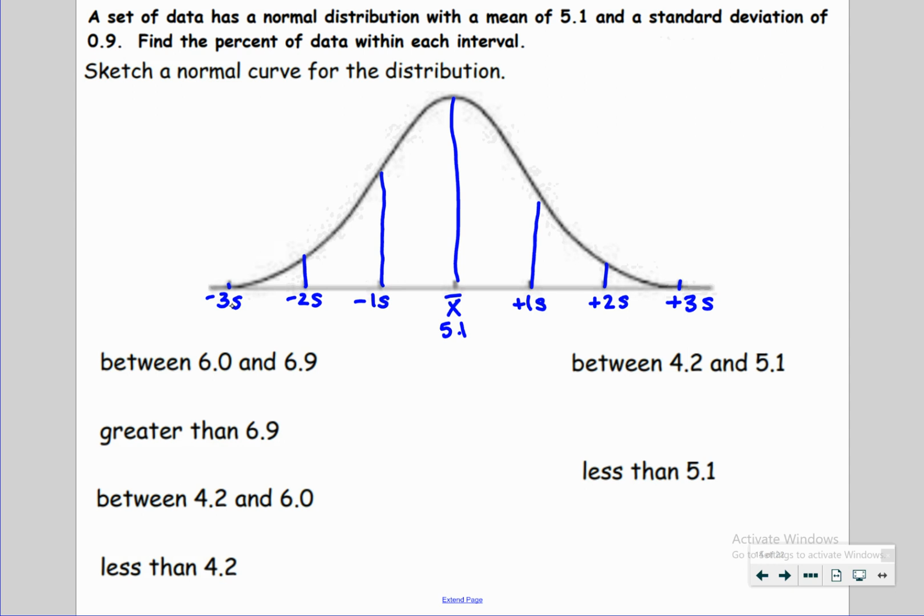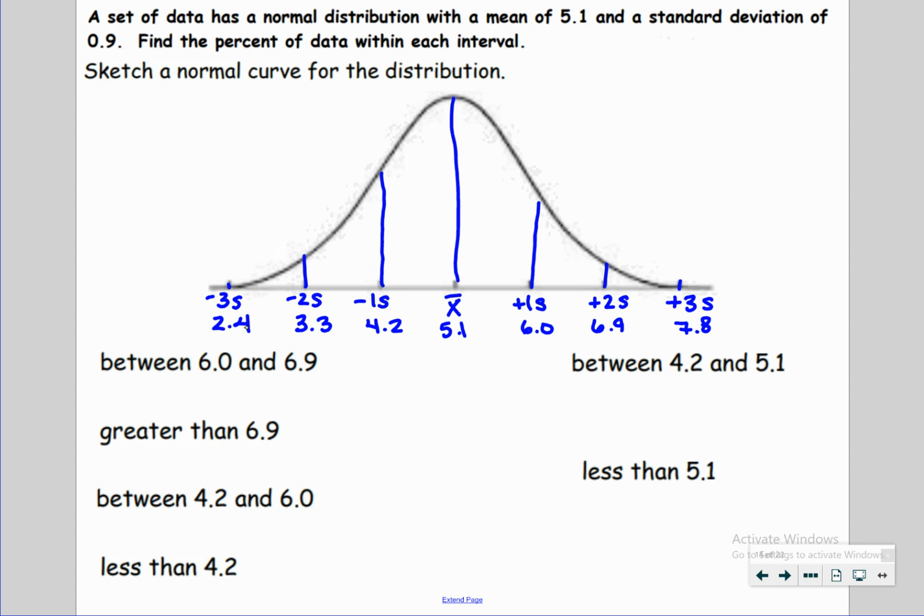In this case, we can go a little further because we have actual numbers. If my mean is 5.1 and my standard deviation is 0.9, if I add 1 standard deviation on, I get 6.0. If I add another standard deviation on, I get 6.9. If I add another standard deviation on, I get 7.8. We're just adding that standard deviation value as we go to the right, and then as we go to the left, we take it away. Take away 0.9, I get 4.2. Take it away again, I get 3.3. Take it away again, I get 2.4.